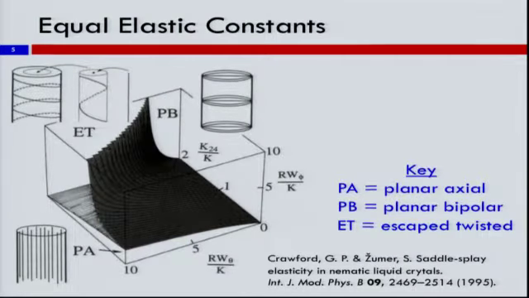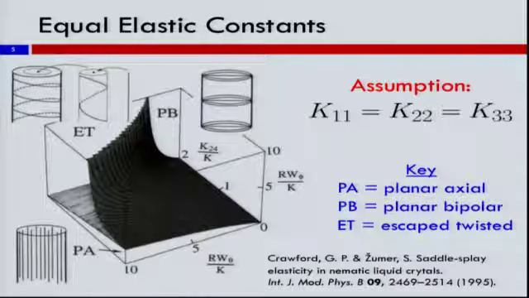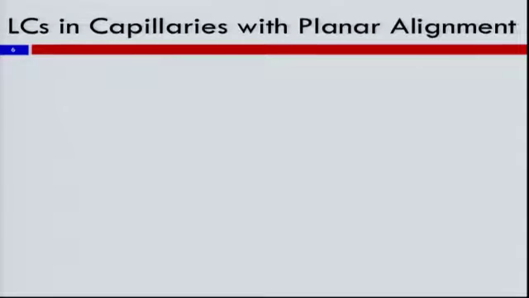This work was done with the assumption that you had degenerate planar boundary conditions, where the director wanted to be parallel to the surface, but not in any particular direction. And as you change K2-4, different things happened. The assumption was that the elastic constants were equal. That's not true for chromonics. We had to start again. So the theoretical people in this effort simply started the calculation again.